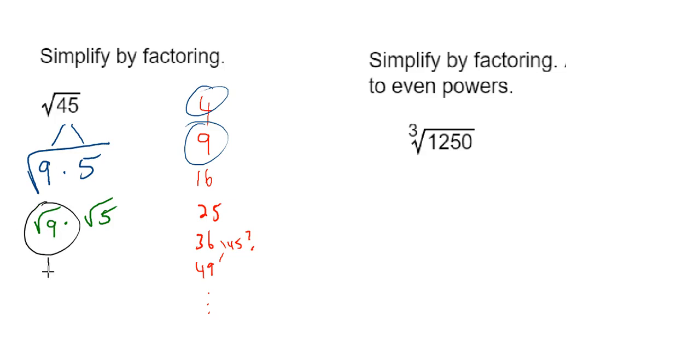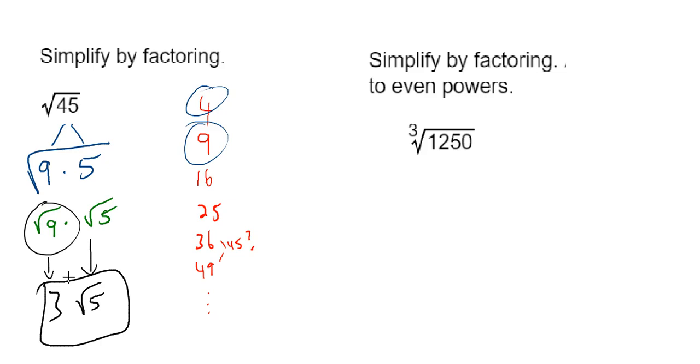The square root of 9 simplifies to 3. The square root of 5 does not simplify, so we just copy it down and multiply it back to the 3. And that's as much as we can do with that number. That's the most that we're going to be able to get out of the square root. So square root of 45 can be simplified to 3 square root of 5.